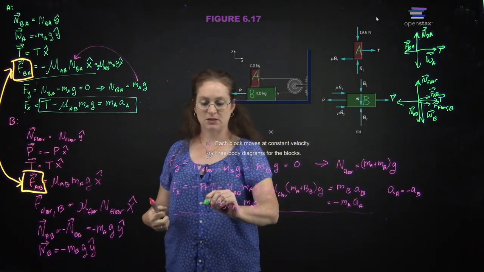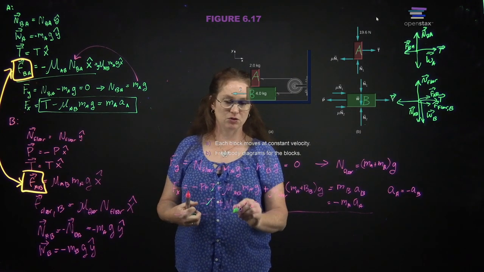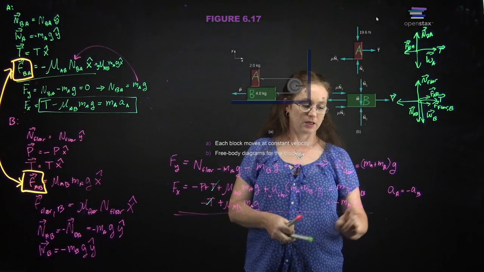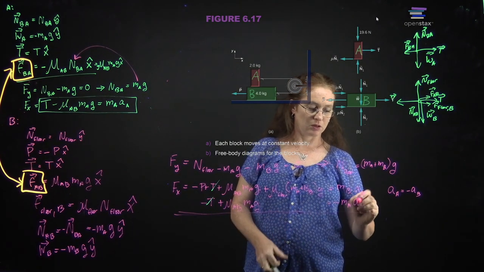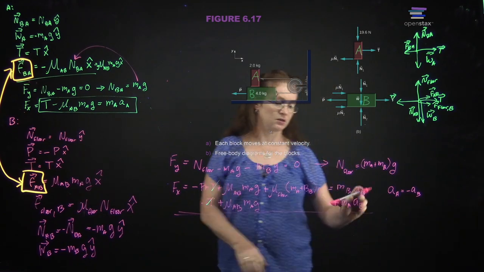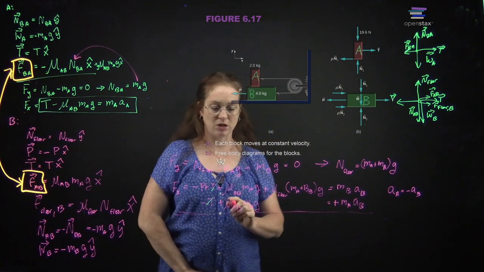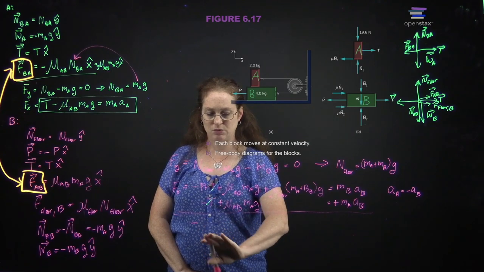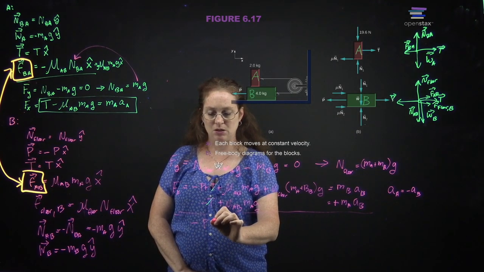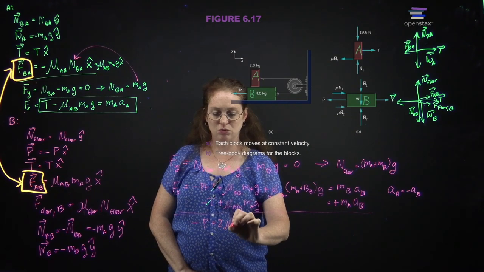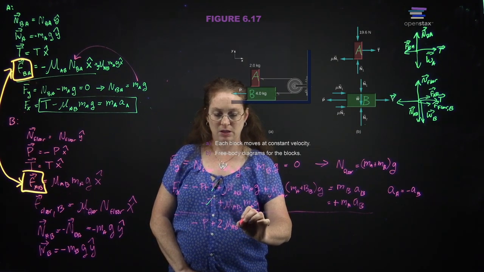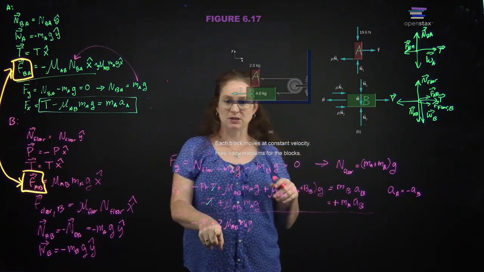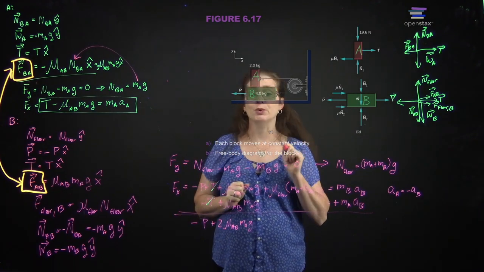My tensions cancel out. I have these two terms that I can combine, and I can combine these using the fact that these are equal in magnitude and opposite in direction. So I get negative P, which I wanted to write as a B, negative P plus 2 mu sub A B M A G. So here the friction of A on B is coming in with twice the magnitude, which makes sense because it's slowing down both A and B.